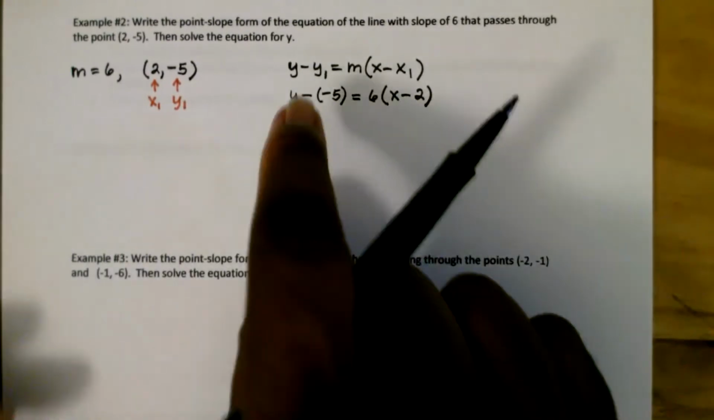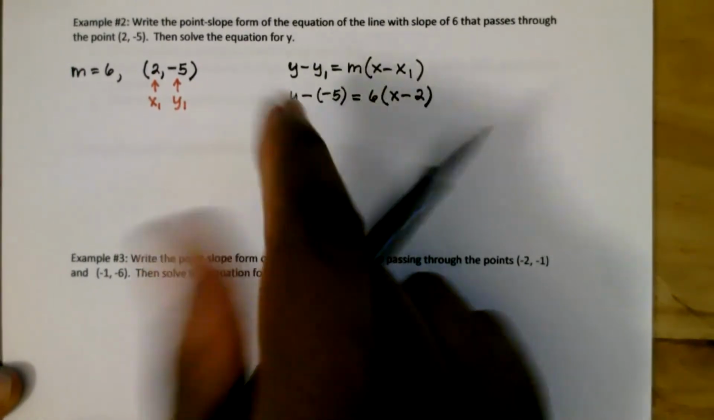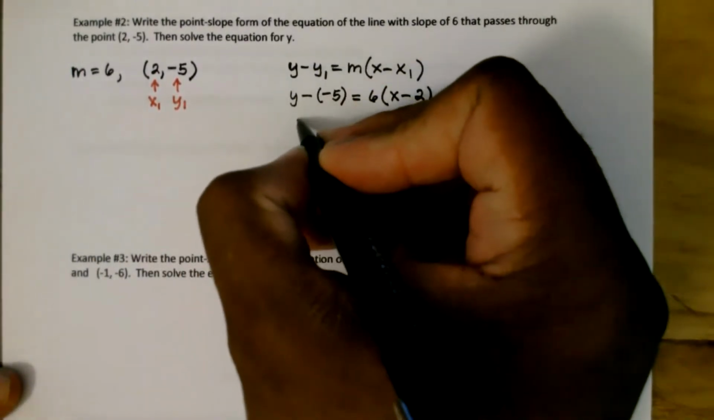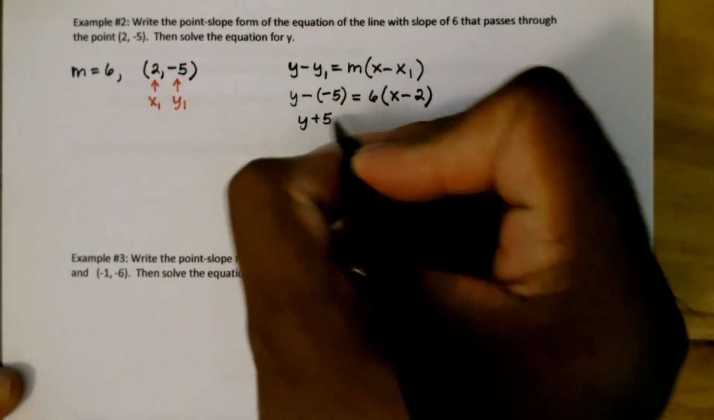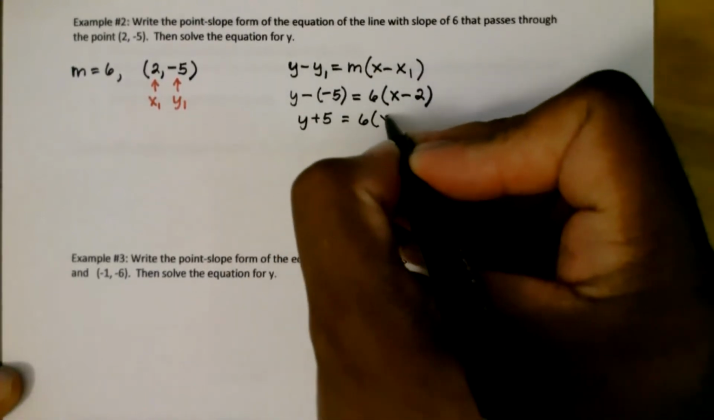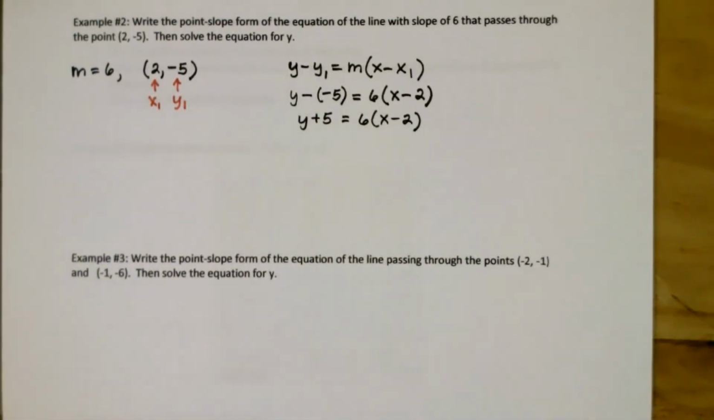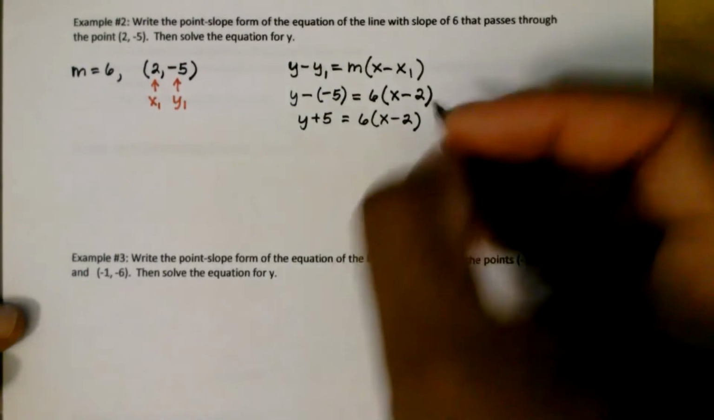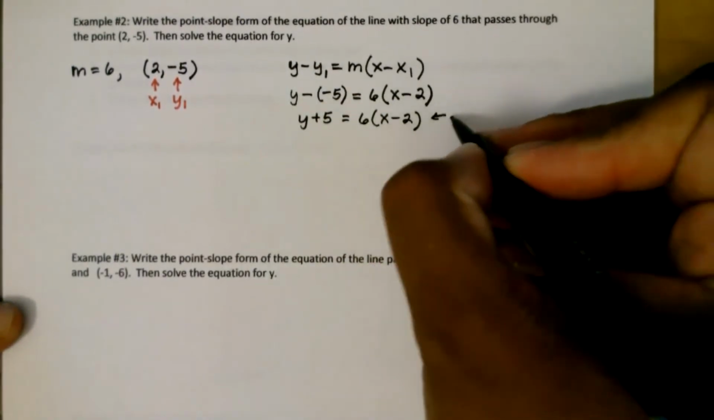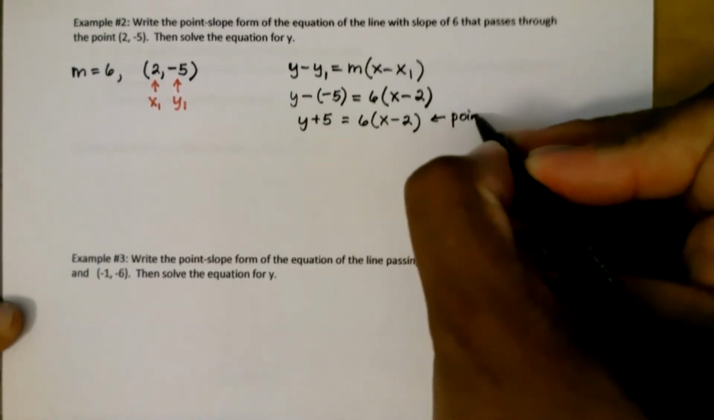Now, if I rewrite that y minus -5, that's going to be y plus 5 equals 6 times the quantity x minus 2. So in this case here, we call this point slope form.